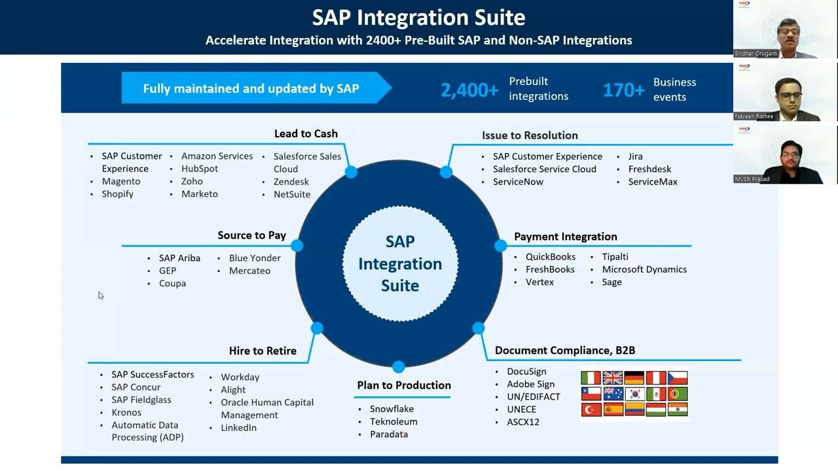So, if you see, my colleague, Prasad would actually take us through the details shortly. But if you see, there are quite a lot of products for each of these business process scenarios. Lead to cash scenarios, source to pay or procure to pay scenarios, hire to retire, predominantly on the HCM functionalities, plan to production on the manufacturing side, government and document compliance related integrations. They're all integrated. All those integrations are possible.